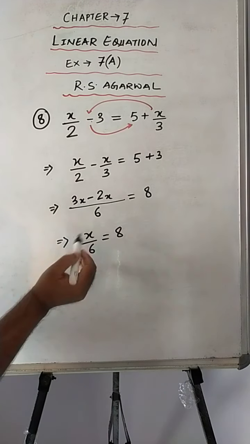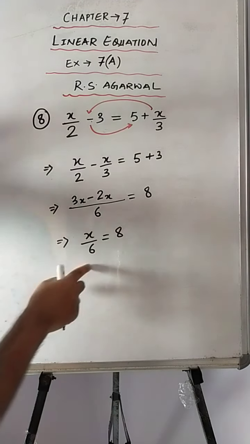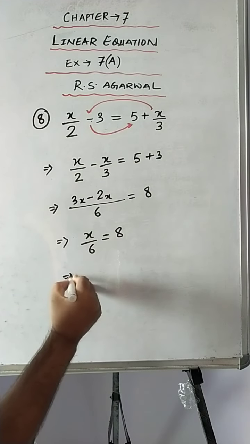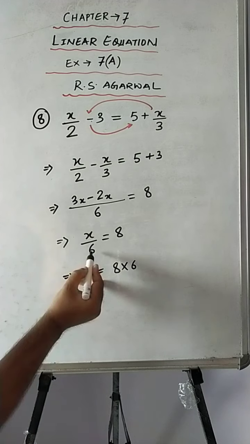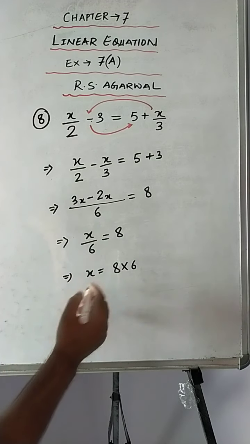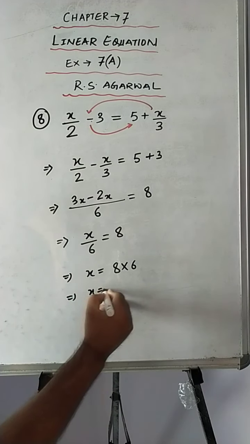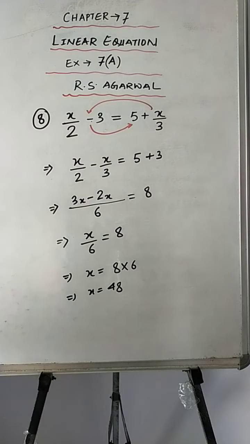Now to get the value of x, we have to transpose this 6 towards the left hand side. So it will look like x is equal to 8 into 6, because it was in the division form. So the opposite of division is what? Multiplication. So x is equal to 48. So this is your required answer, students.